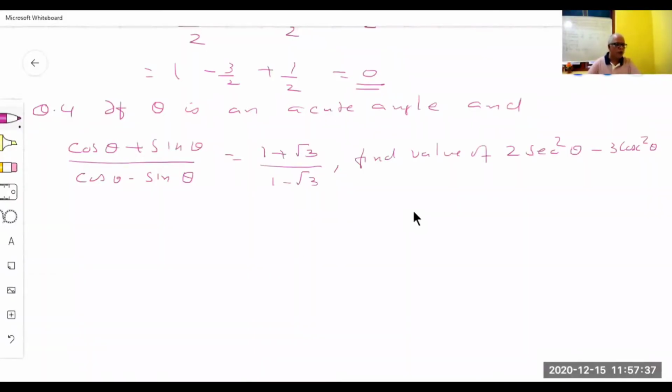The next question is: if theta is an acute angle and (cos theta plus sin theta) divided by (cos theta minus sin theta) is equal to (1 plus root 3) divided by (1 minus root 3), find the value of 2 cosec square theta minus 3 cos square theta. This is a problem that should be noted.